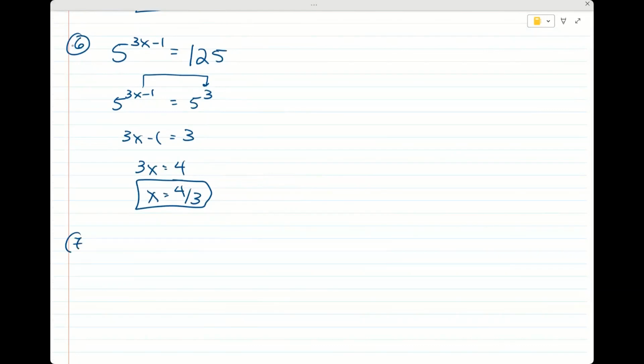All right, let's go to number 7. Number 7, we're going to be looking at logarithmic equations. So we have log base 3 of 5x minus 2 is equal to 2.